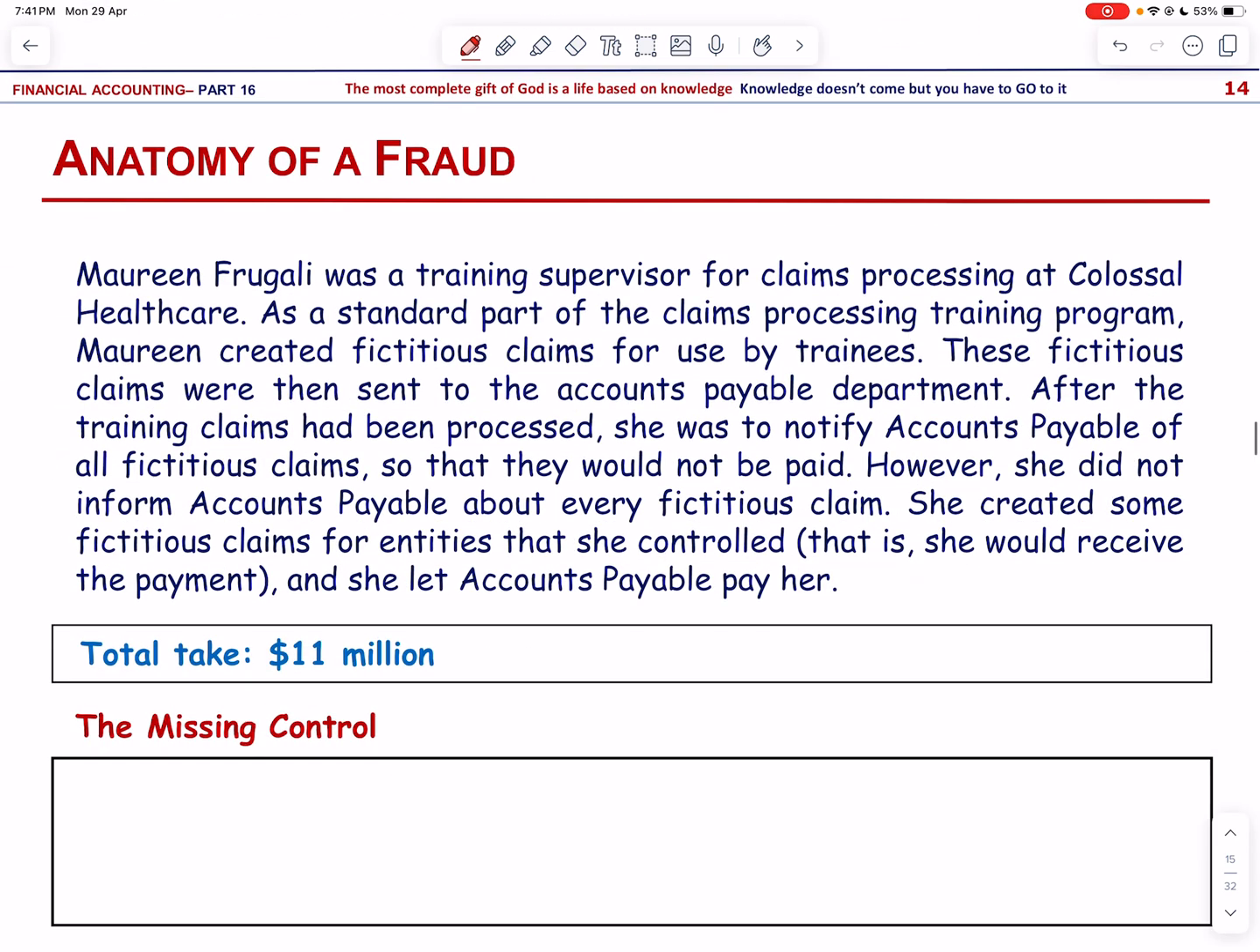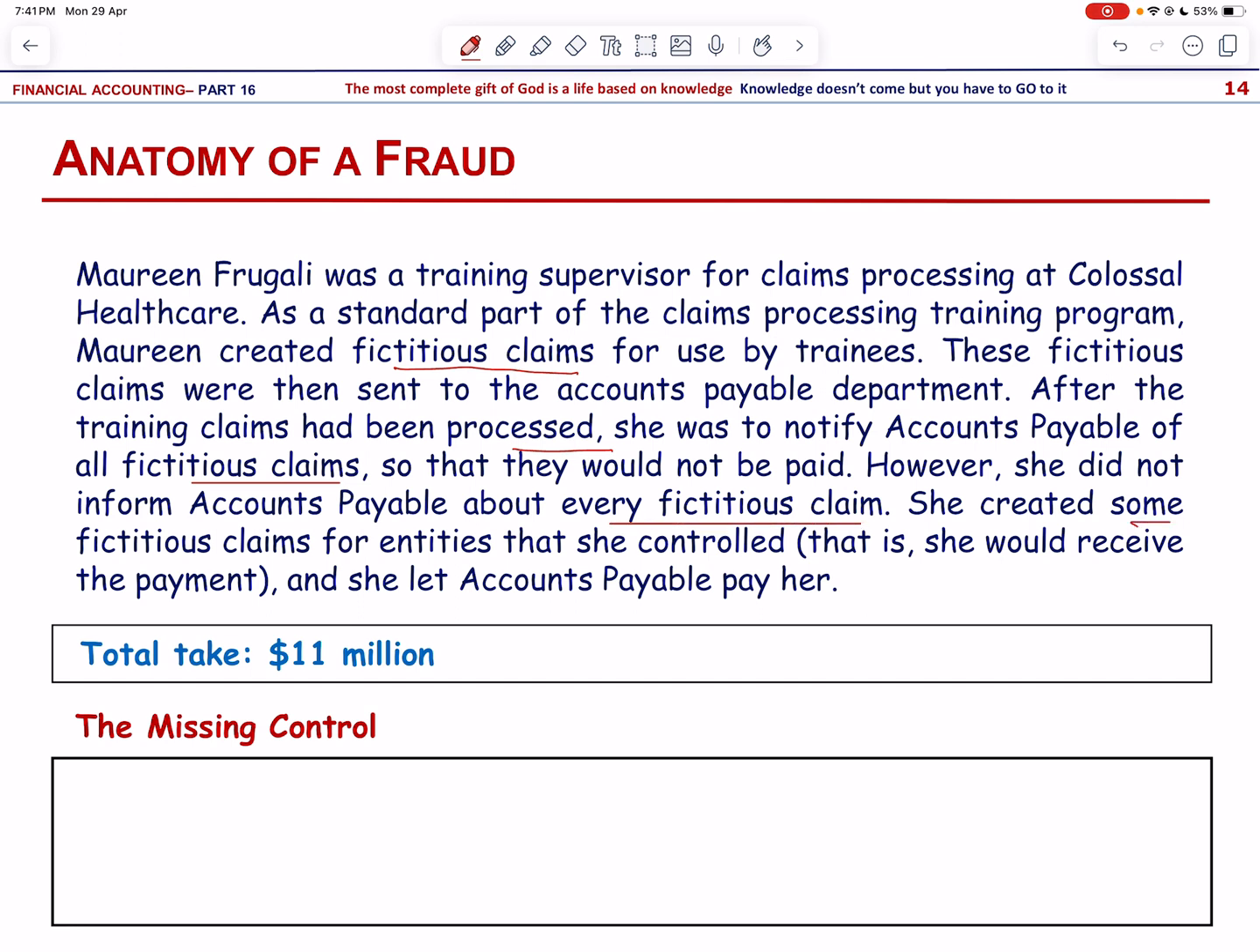Let us make an anatomy of a fraud. Now, Maureen Frugali was a training supervisor for claims processing at Colossal Healthcare. As a standard part of the claims processing training program, Maureen created fictitious claims for use by trainees. These fictitious claims were then sent to the accounts payable department. After training claims have been processed, she was to notify accounts payable of all fictitious claims so that they would not be paid. However, she did not inform accounts payable about every fictitious claim.